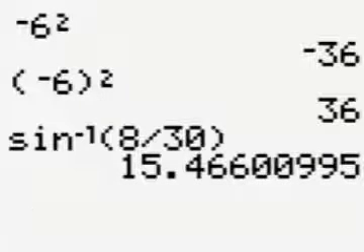To solve it, you're going to hit second sine. You see that sine with the little -1, that's inverse sine. In this case, the ratio is 8/30, which is equal to, and back up here it has that x is approximately 15.5, and if we look at our answers, 15.5.